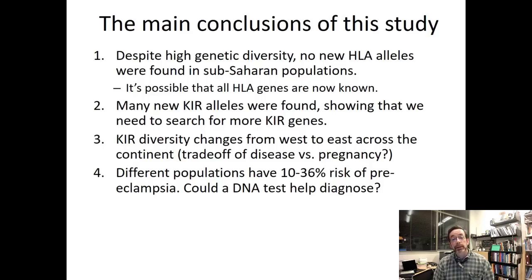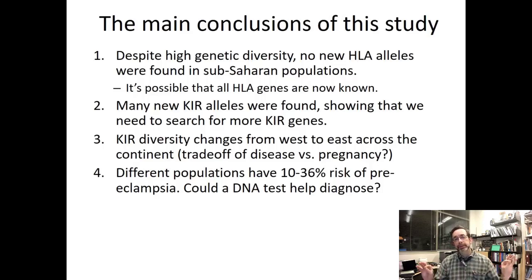Many new KIR alleles were found. KIR has been less studied than HLA, for one thing. And this shows that we do need to keep searching for more new KIR genes. And the continent of Africa did provide the genetic database with more KIR genes that can help us understand disease better. So that argues that we should study the genetic diversity in Africa, which can be beneficial to the health of Africans and the health of the world.